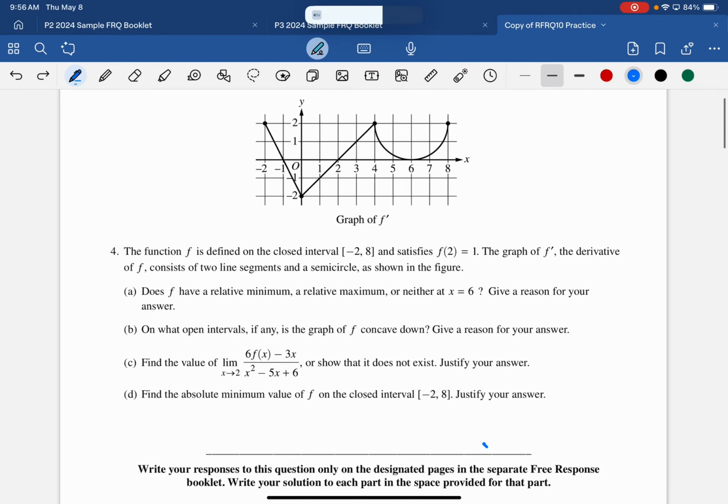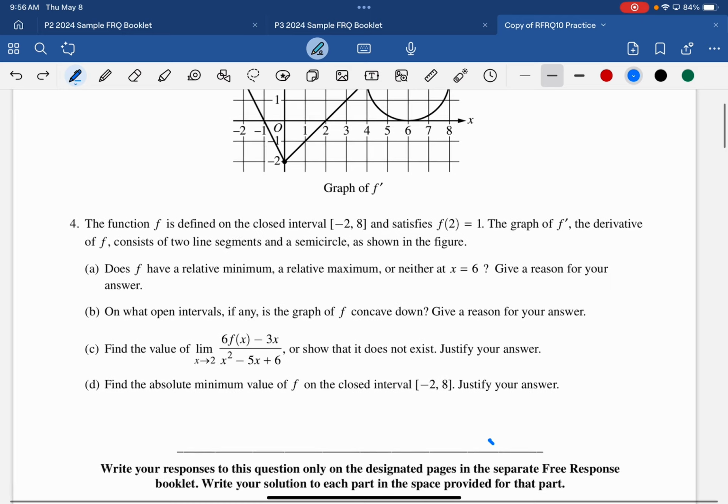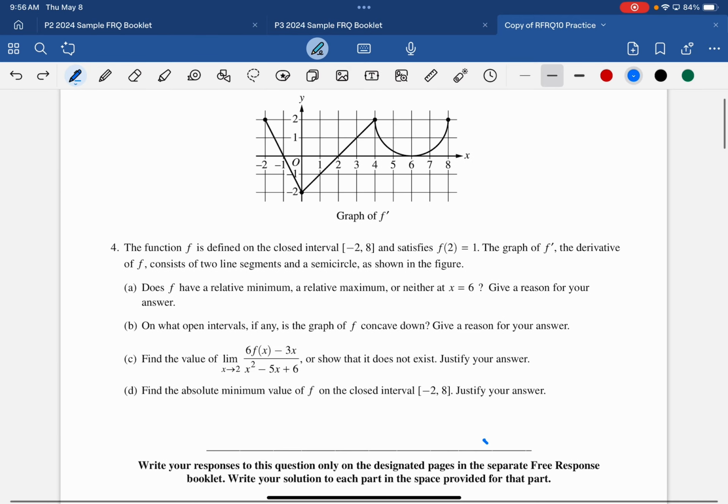Rate graph. What the heck? Okay, this is a rate graph problem. It says the function f is defined on the closed interval from -2 to 8. There you see -2, there you see 8. Look, it gives us a point. F has a point (2, 1). Okay, that's a point for f.